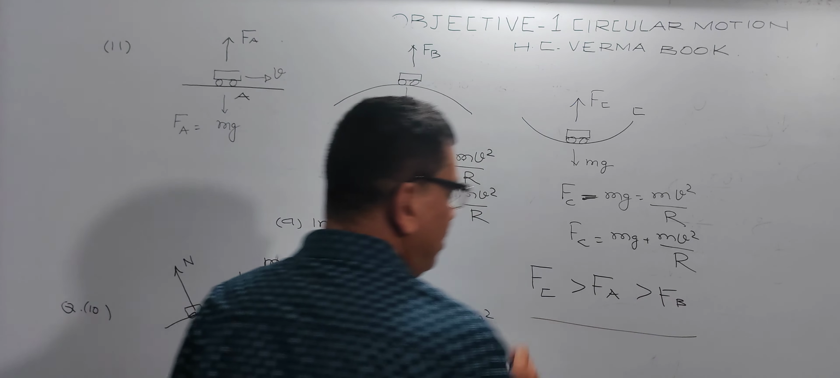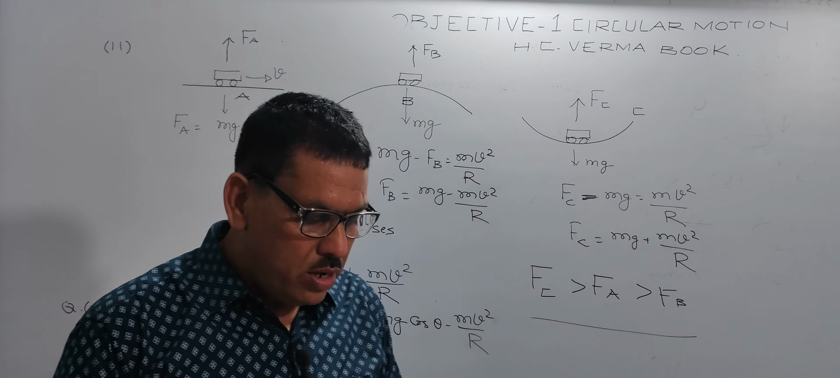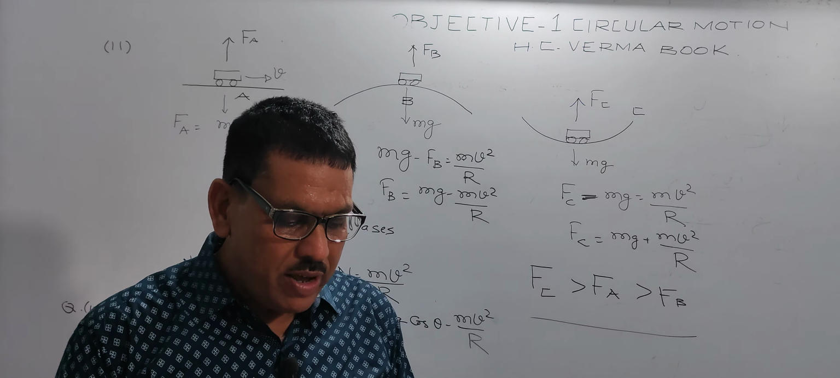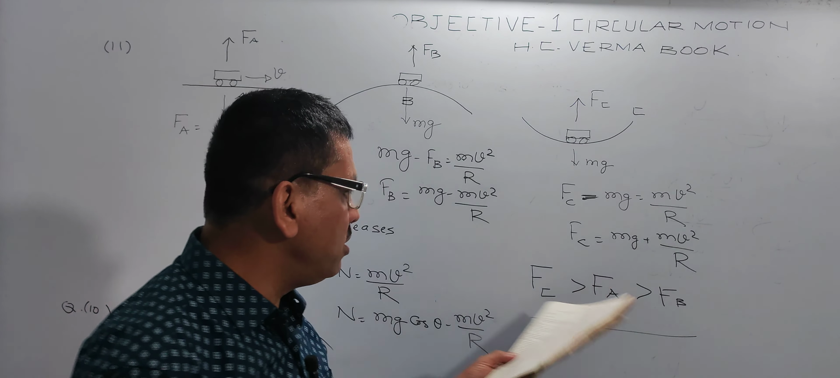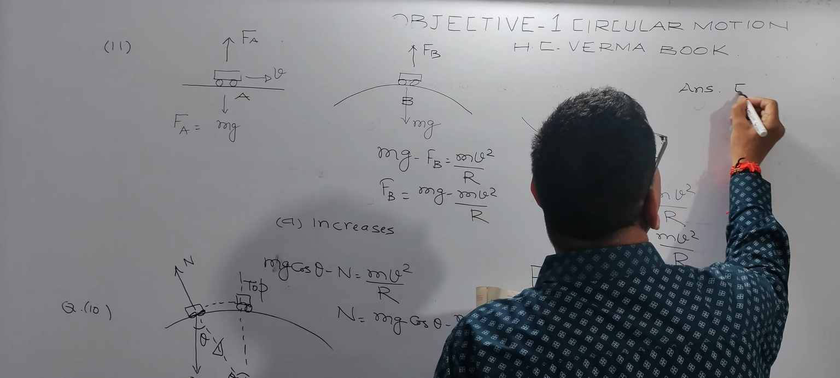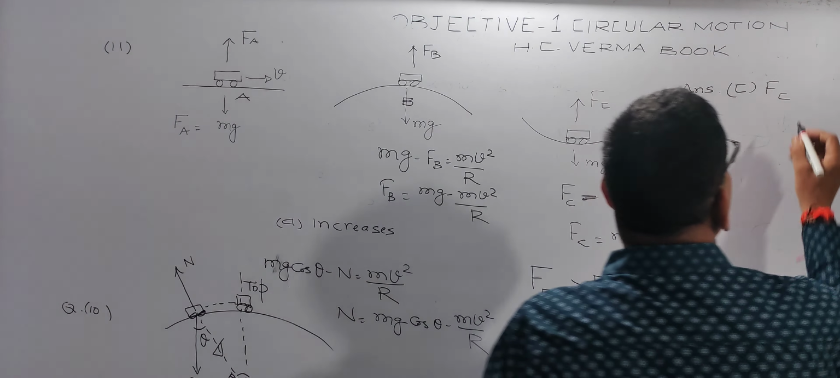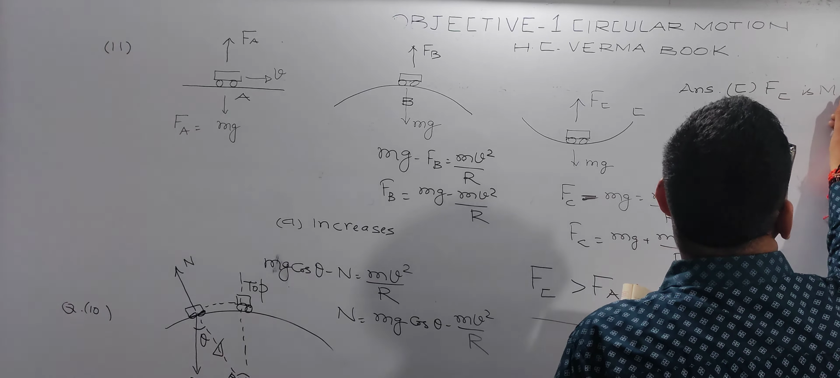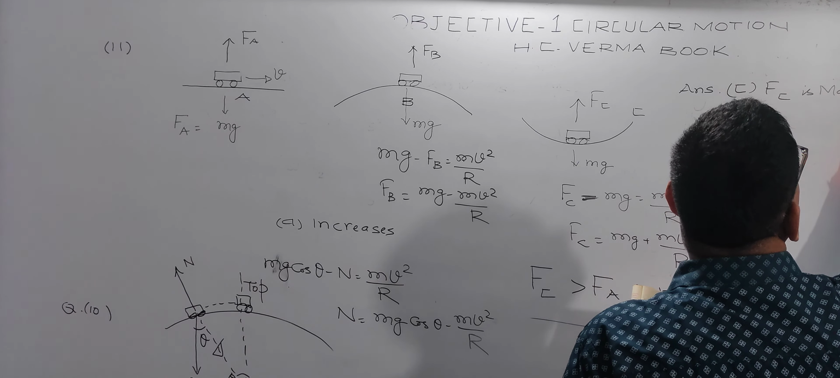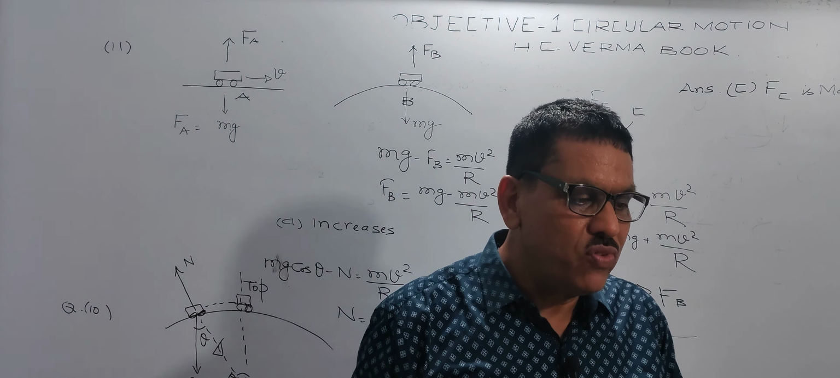So this is the thing, how the force is exerted by the ground on the vehicle. Now answer C is correct because Fc is the maximum of the three forces. Fc is maximum. So the correct answer is C, right? Is it clear? This part is clear.